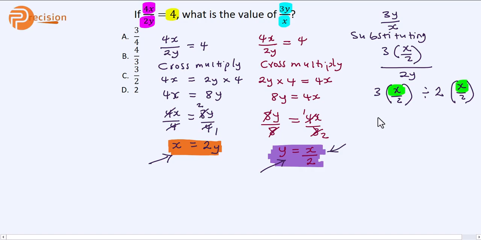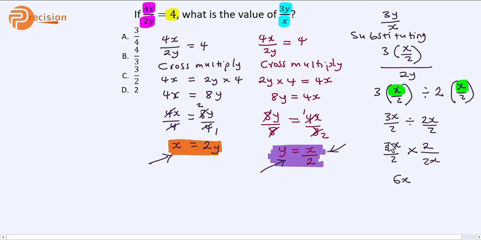Now we have x as our only variable. It is now easy to solve. 3 times x is 3x over 2 and then divided by 2 times x is 2x over 2. At this point we can have 3x over 2 multiplied by, so let's take the reciprocal, that's 2 over 2x. You can cancel out the 2's here, but let's go ahead and solve to the end. 3x times 2 gives us 6x.